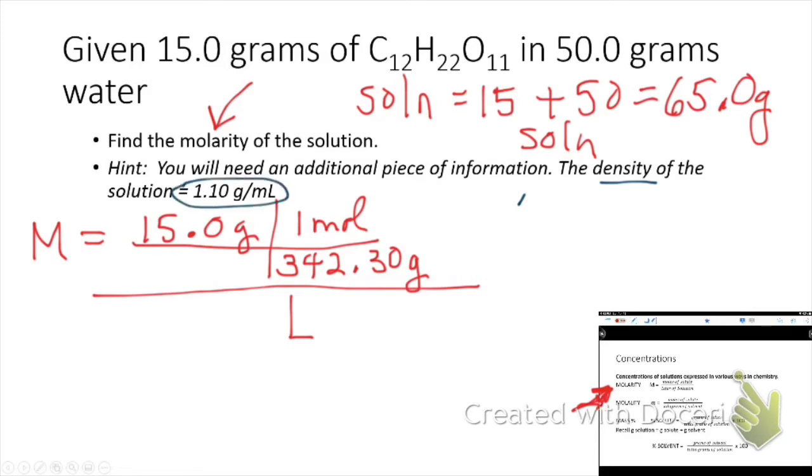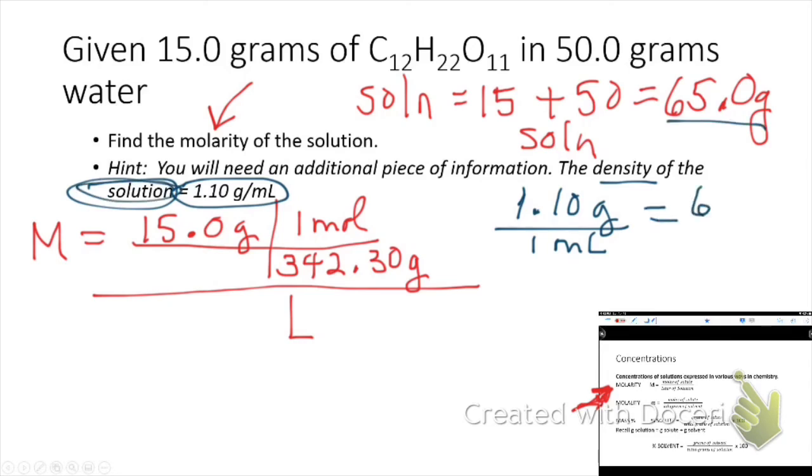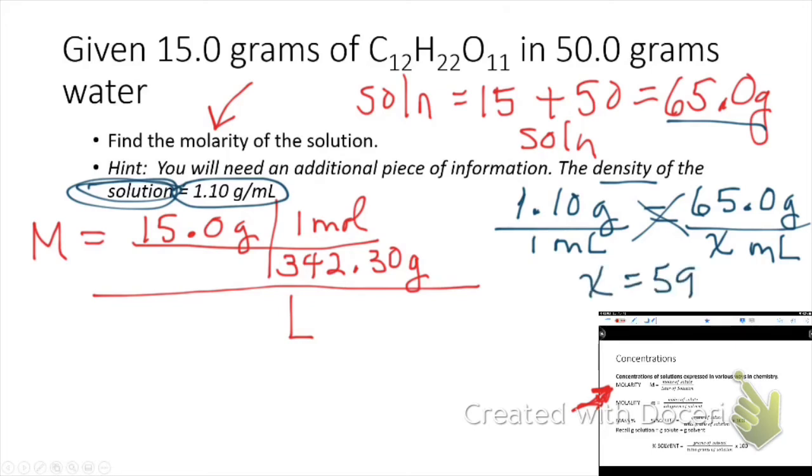We are told that we have 1.10 grams per 1 milliliter, and that is for the solution. That's why we had to find the mass of the whole solution. So if I have 65 grams, how many milliliters would that occupy? Some simple cross multiplication, and we see that X would equal 59.1 milliliters. So that means this 65 grams occupies a volume of 59.1 milliliters.